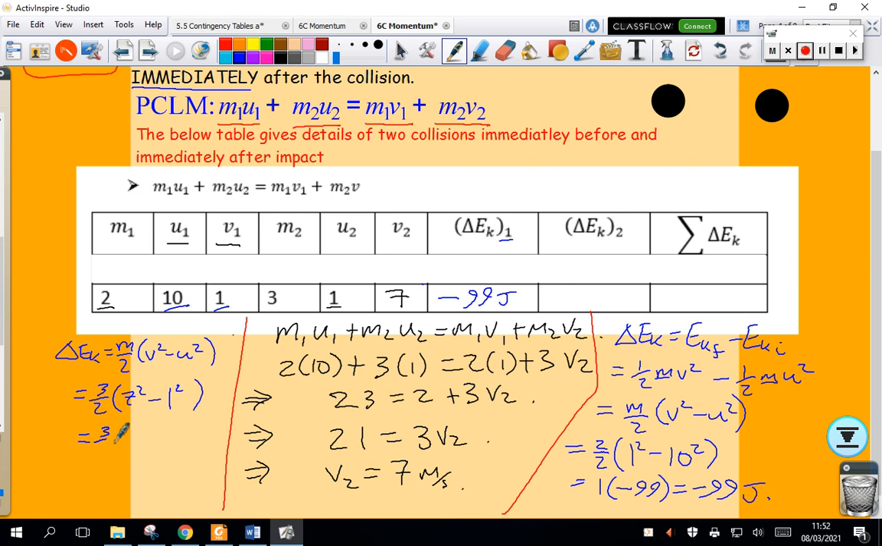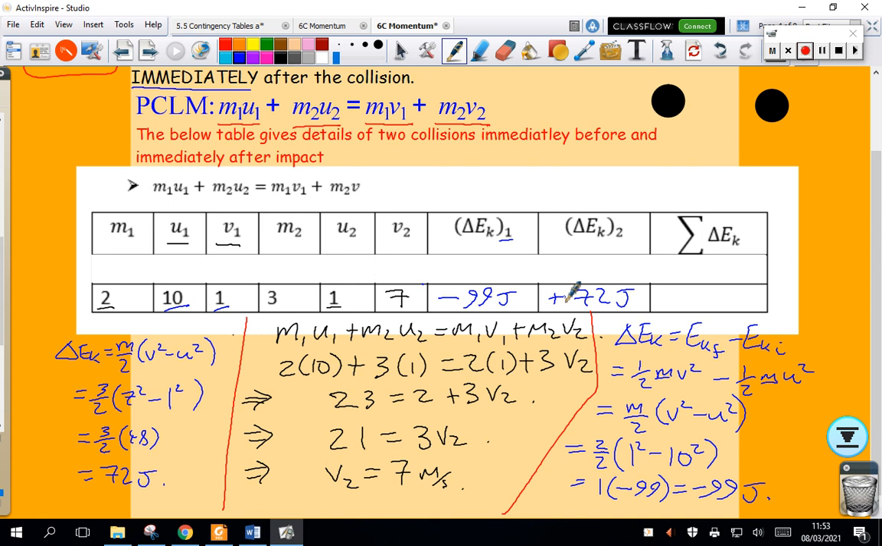So I'm getting 3 over 2 times 49 minus 1, which is 48. So half of 48 is 24, triple it, I think I'm going to get 72 joules. Notice that's positive. Let me just write in that positive sign. That means object 2 has gained 72 joules of kinetic energy during this collision.